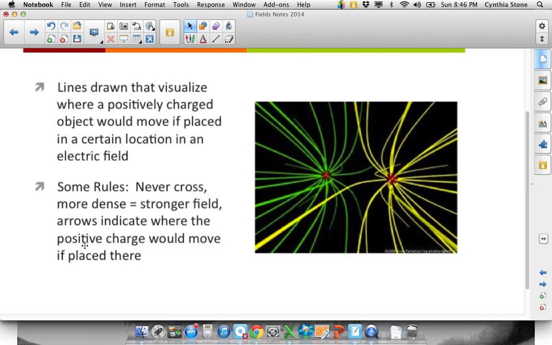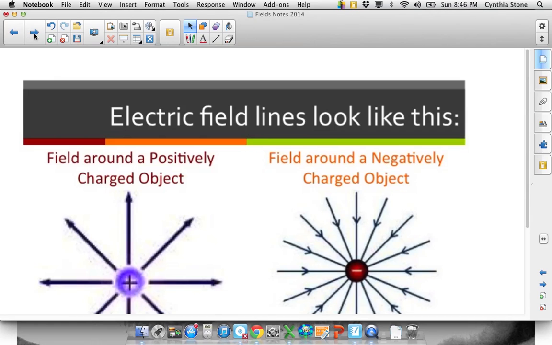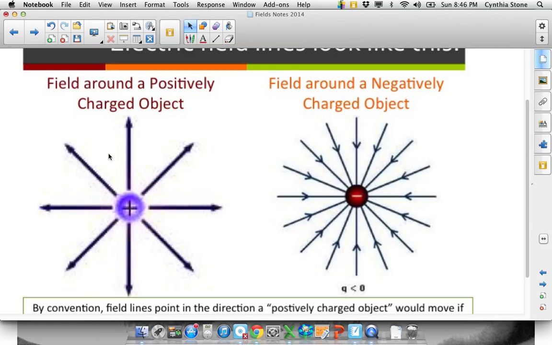Okay, and this idea that you draw arrows on them just to indicate where a positive charge would go, that's just a convention that some physicists made up along the way, that we're going to say that the arrows represent where a positive charge would go. So just how we would draw them.